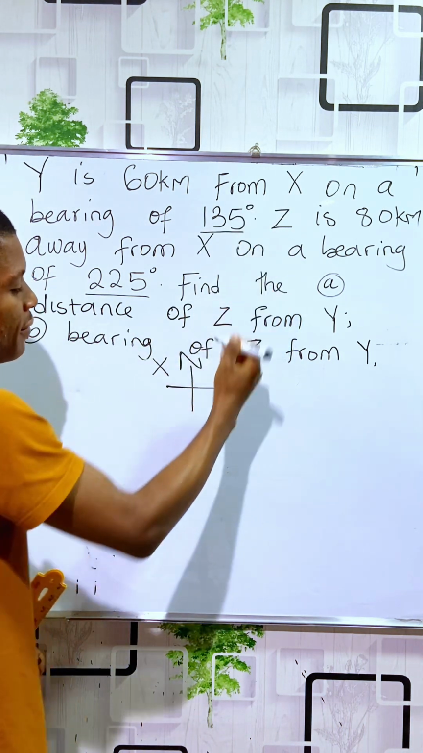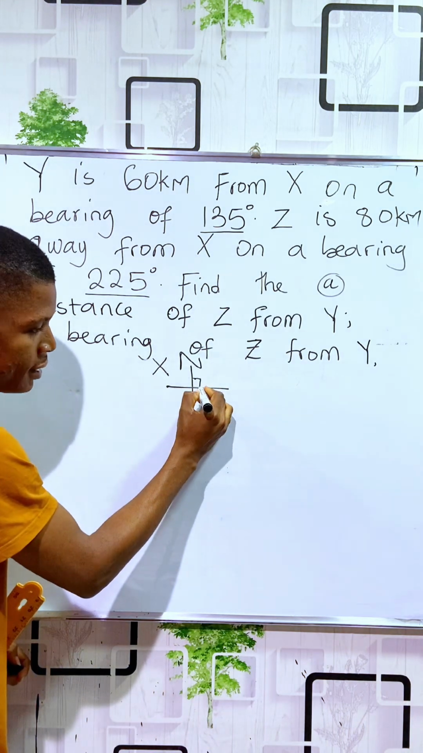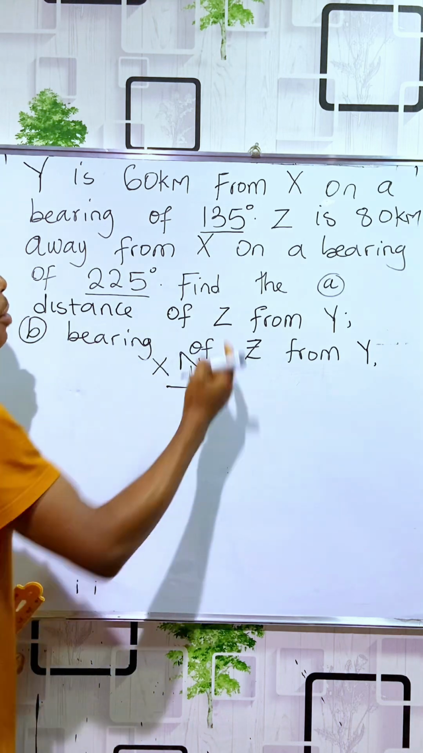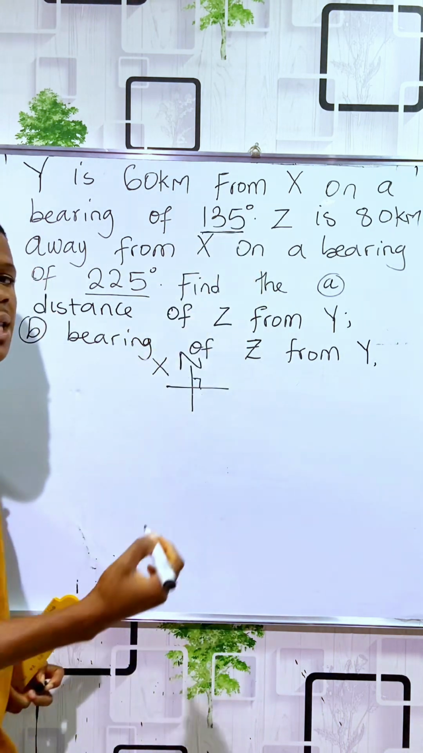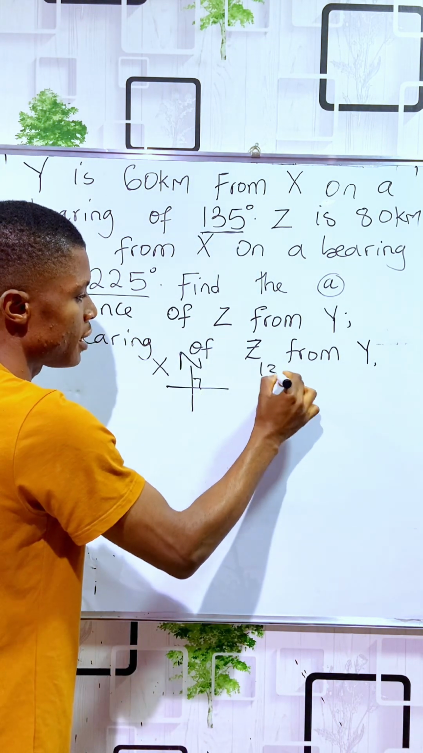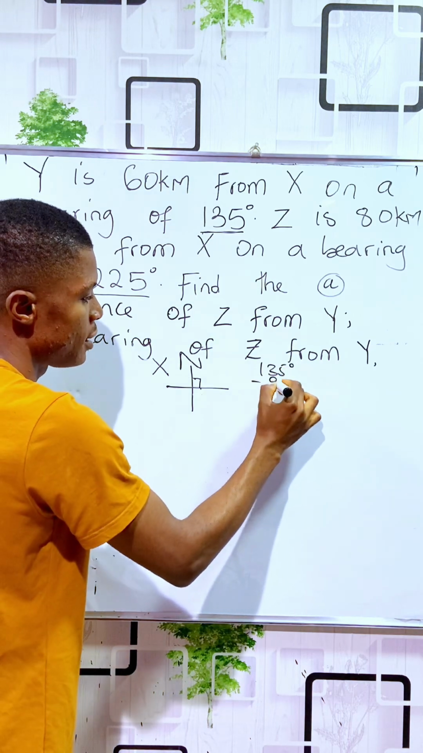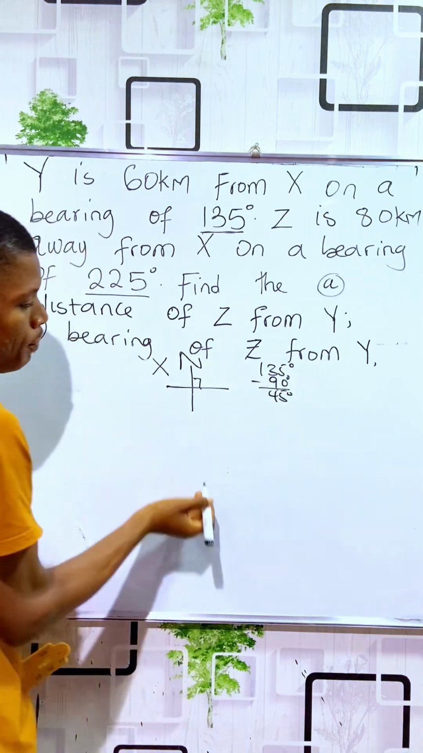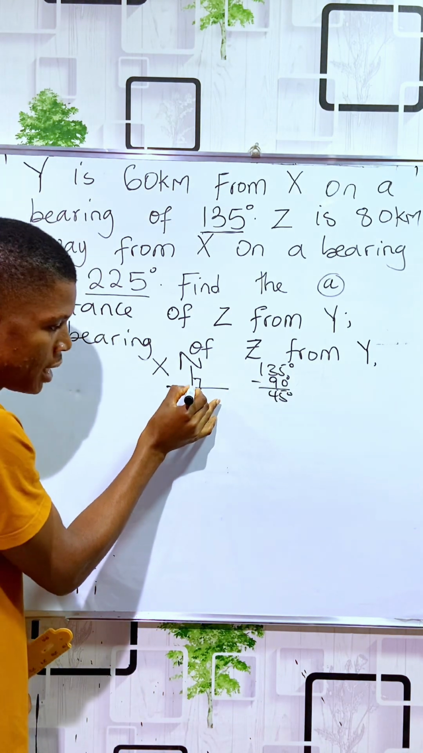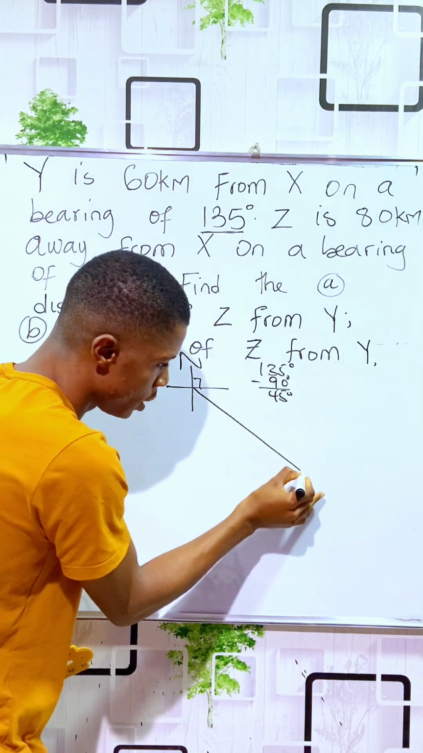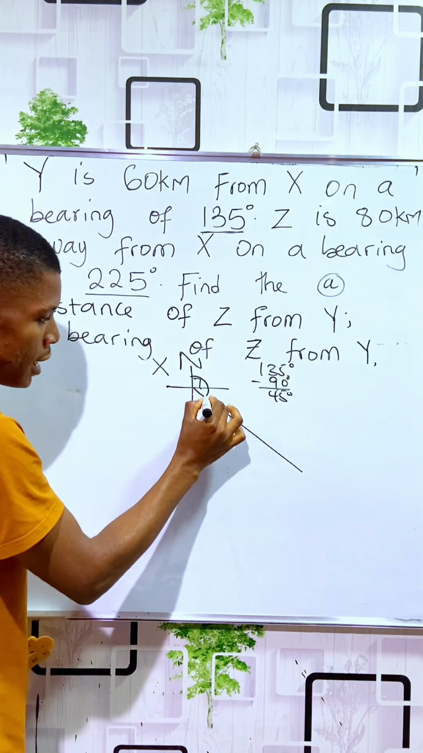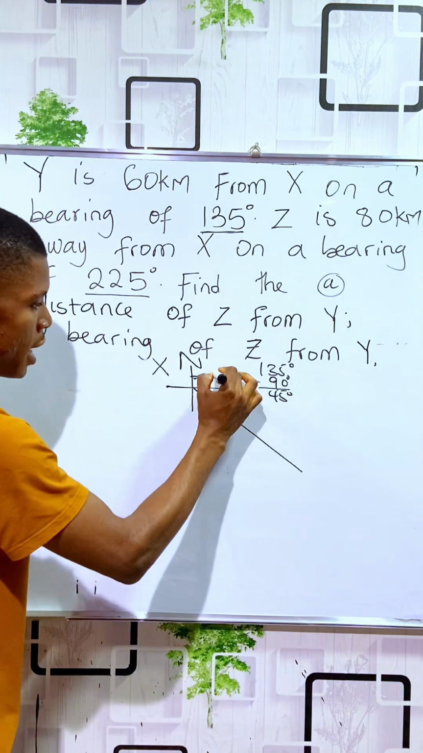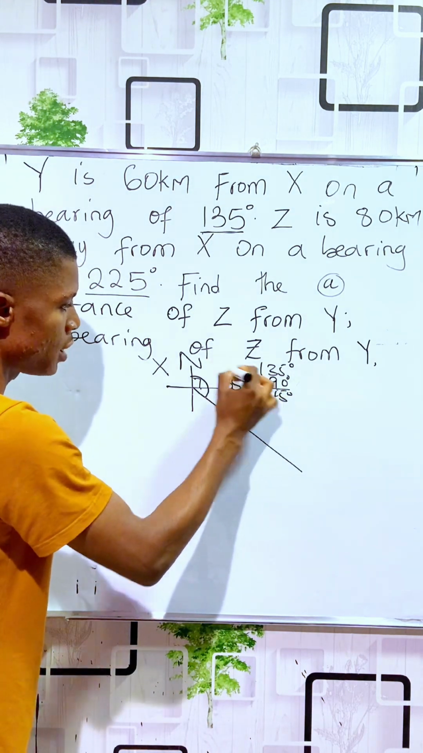Recall it is 135. The first quadrant is 90 degrees. The second quadrant is 180, 90 plus 90. But here we are requested to do 135. So we are going to do 135 degrees minus 90 degrees. So you can say it is 45 degrees. So from here to here is 135 degrees.